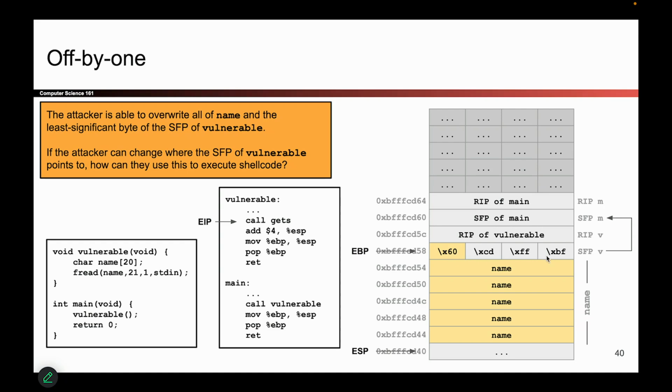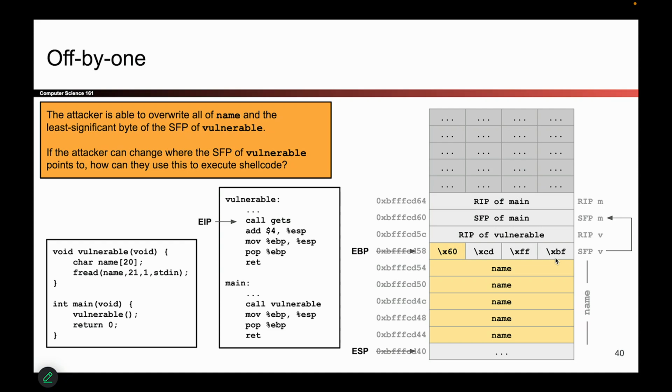Remember, this value represents the top of the previous stack frame. Because when the vulnerable function returns, this is the value that goes back in EBP. And when I go back to main, EBP should go back to the top of the main stack frame. So in other words, this value should tell me the top of the previous stack frame.